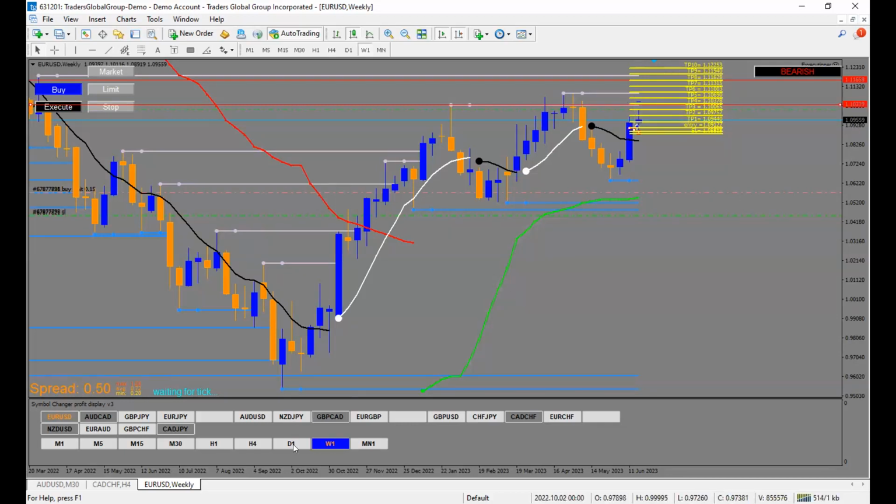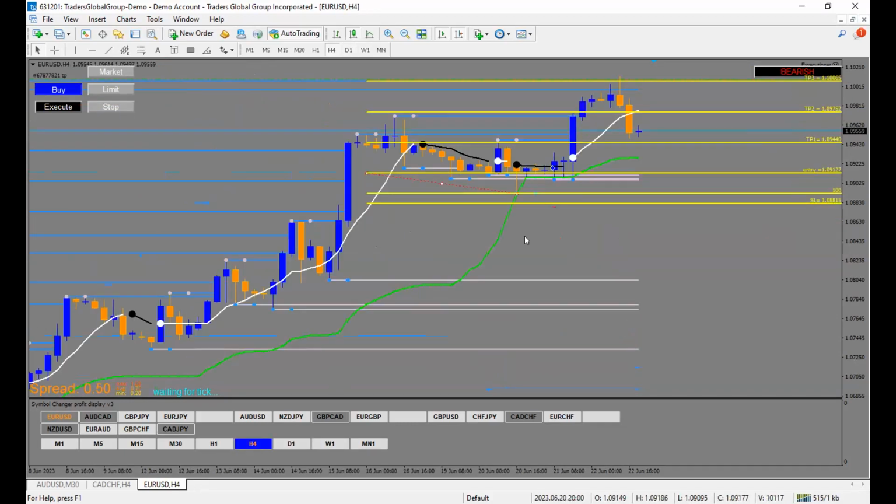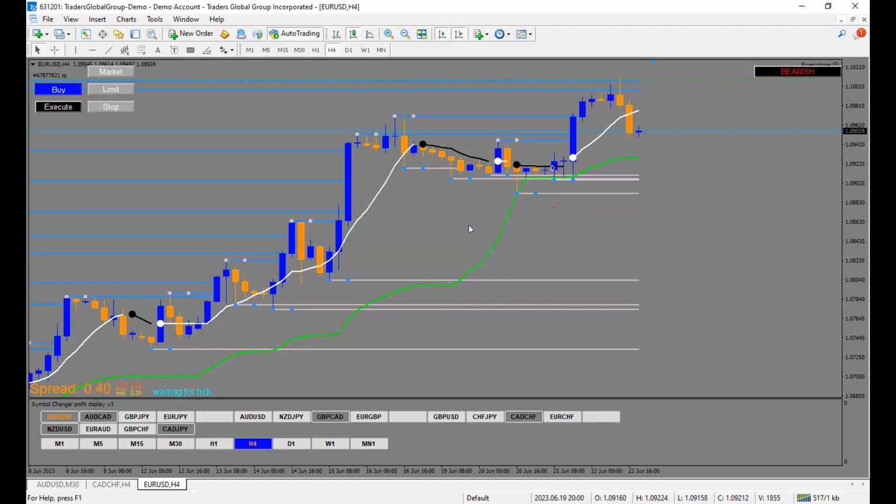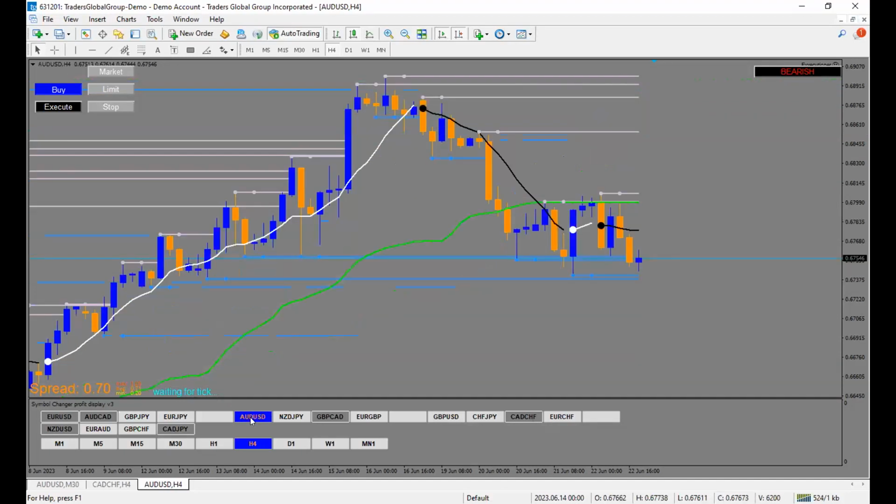Trade, and on my other account, I'm currently on this trade, still waiting. So I'll go over to the next trade. I had a trade on AU as well. The trade is still running.